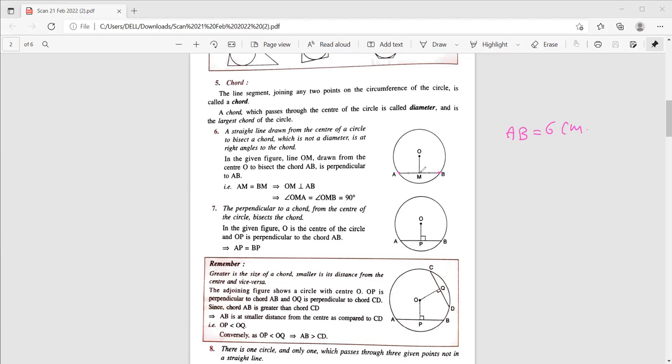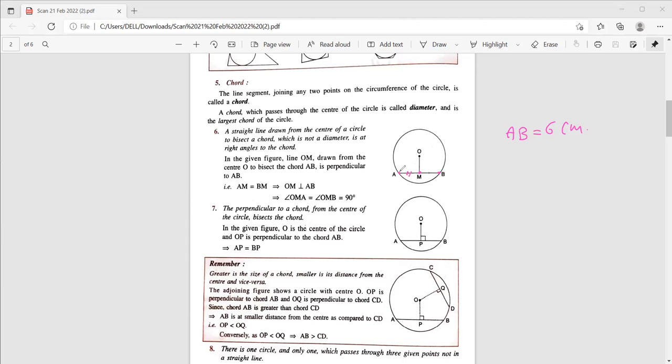It means that you want to bisect AB by a line segment starting from the center of the circle, which is O. So what will you do? You will join O with the midpoint of AB, because this is the midpoint, the point which is bisecting, right? So you join O with the midpoint, and when you do that, you can say that OM is bisecting AB.